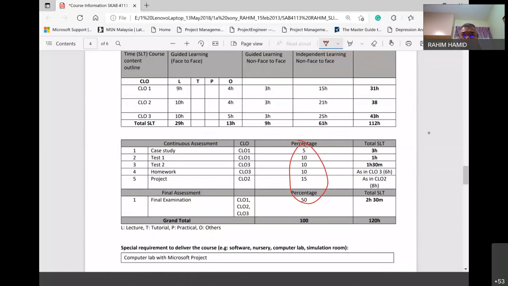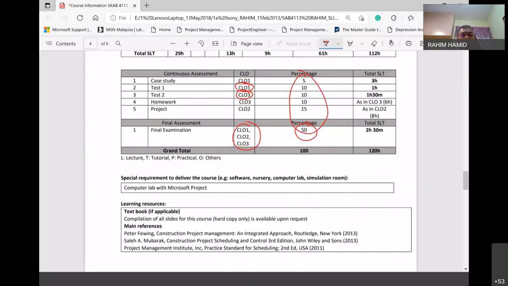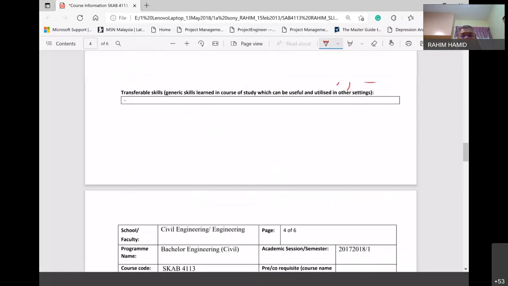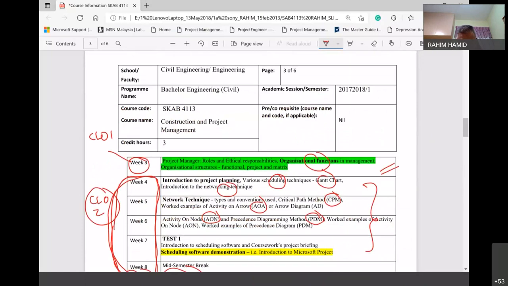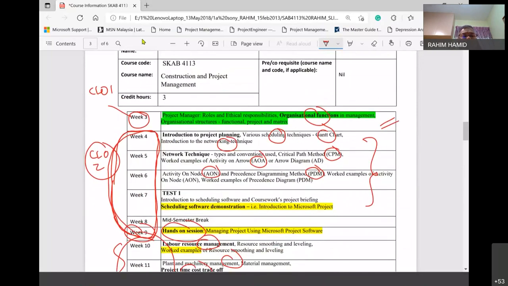So 50% will be the final exam, which covers everything, SEAA4113 until SEAA4113. Whereas the tests do not cover all the SEAA. The first test will cover SEAA4113, whereas the second test will cover the last portion of learning resource management. Whereas for planning scheduling, we normally do a project or homework, okay, in order to test your understanding of the subject matter. Okay, that would be the SEAA4113. So far, any question on SEAA4113? Any question on SEAA4113?